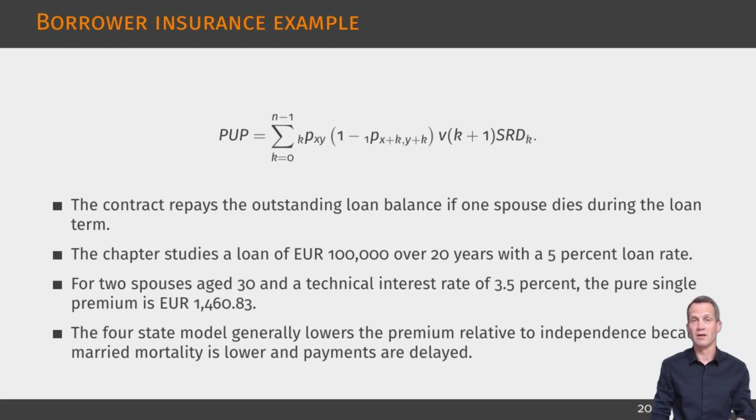For a man aged 30, a woman of the same age, and a technical interest rate of 3.5%, the chapter obtains a pure single premium of €1,460.83. The qualitative comparison with independence is also important. Because the four-state model uses lower married mortality rates for married men and women, the couple tends to remain longer in the initial state. This delays potential insurer payments and therefore lowers the single premium relative to the classical independence calculation. If premiums are paid periodically, the effect is reinforced because the couple also tends to continue paying premiums for a longer period.